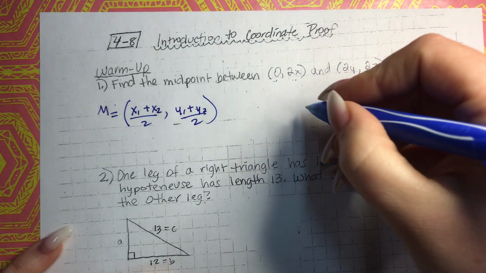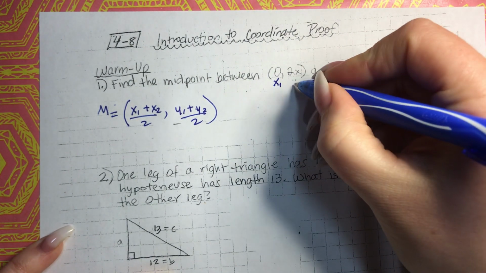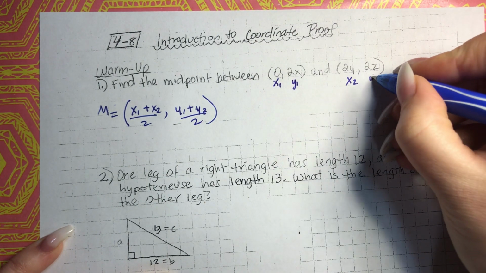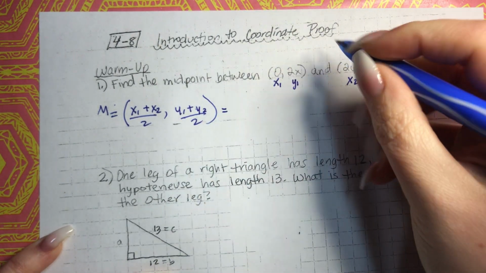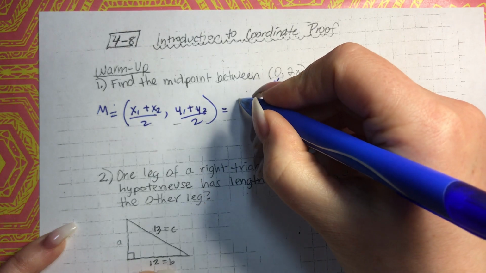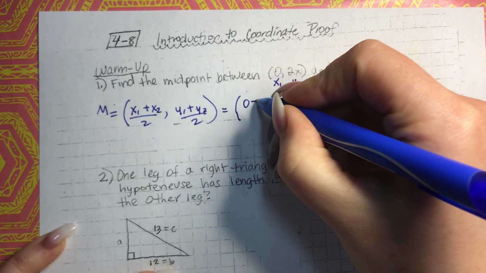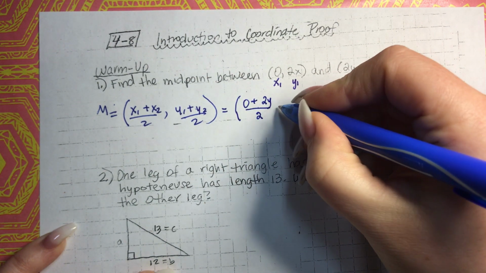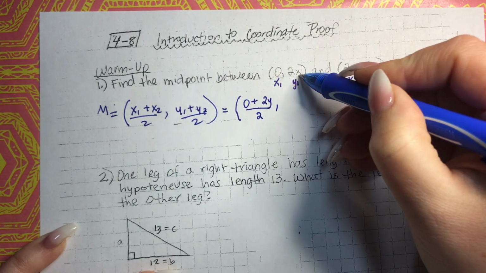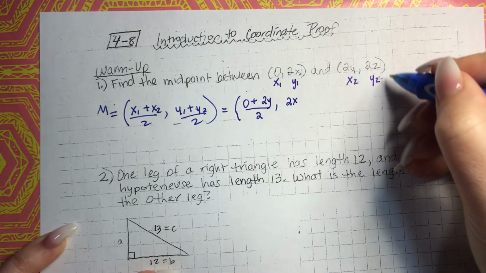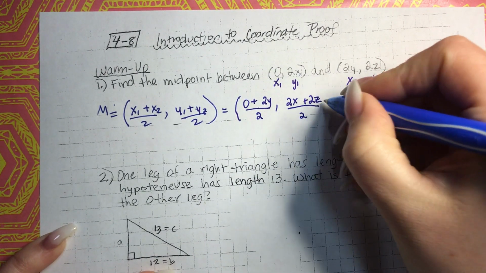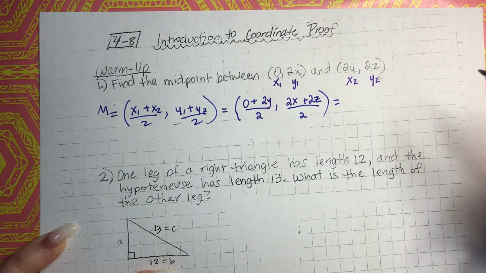We're going to go ahead and define our terms. This is my first point, and this is my second point. Then we just substitute those values in. So we're going to get (0 plus x2, which is 2y) all over 2, and then y1 would be 2x, and y2 plus 2z, all over 2. Then we're going to simplify.